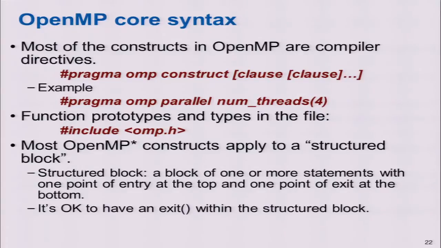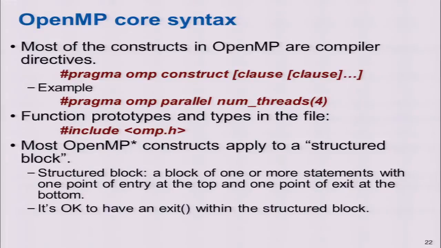So it's pound pragma OMP. That tells the compiler this is an OpenMP pragma. Then the name of the construct, and over the next couple hours, between now and three, I'm going to teach you about a bunch of different constructs. And then there can be an optional set of clauses to modify that construct. So that's always going to be the form. For example, pound pragma OMP parallel, and I would like you to give me four threads. That's the example I have there.